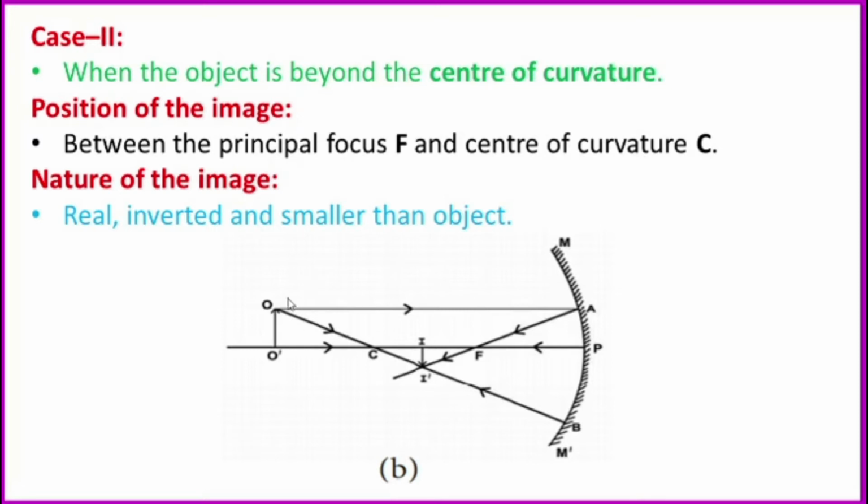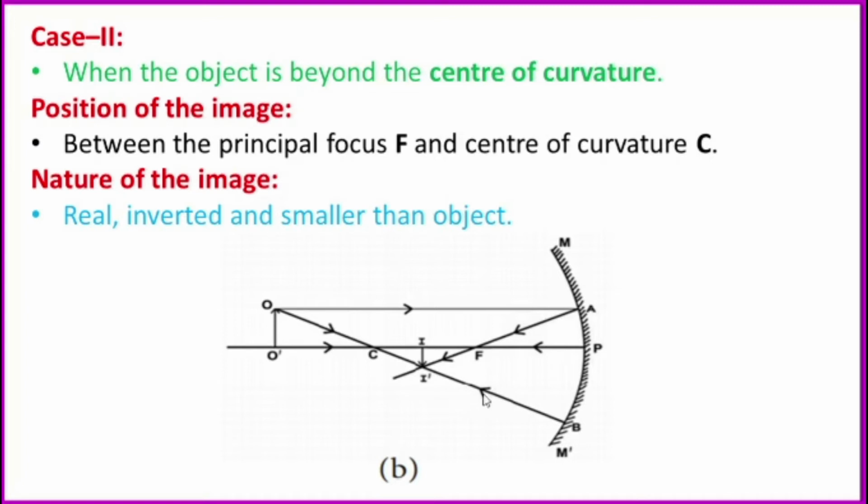Okay, so one ray is parallel. So after the reflection it passes through the focus. Yes, like this type. We take the second ray. That ray passes through the center of curvature. A ray passing through the center of curvature is reflected back along its same path.